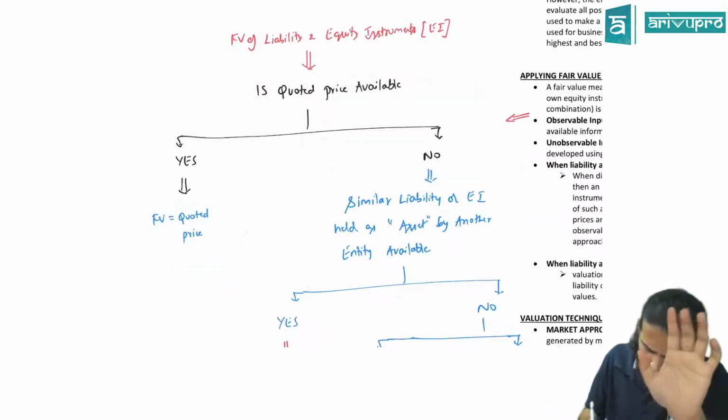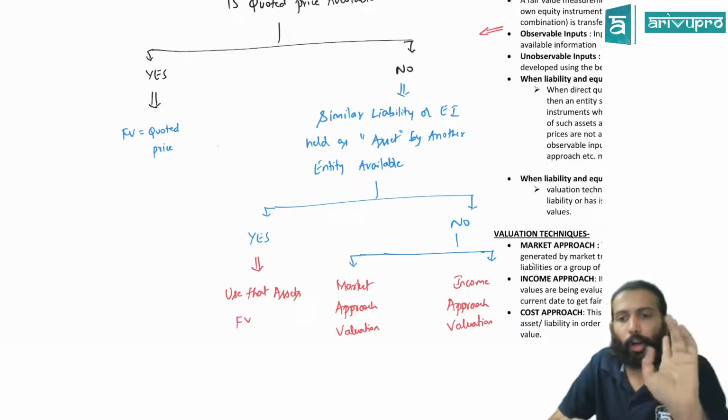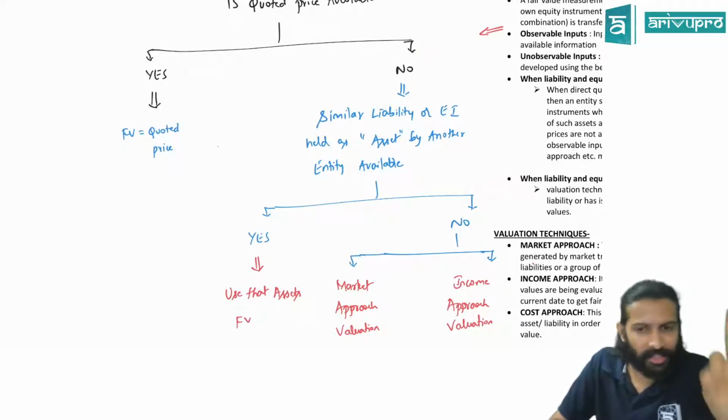Non-financial assets, highest and best use. Only three things. Actually, there are not different things. For liability, you will follow this chart. Liability or equity instruments follow this chart. For non-financial assets, you follow highest and best use.